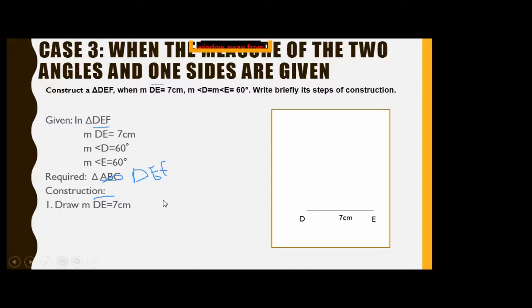Now, next point, what we have to do, angle D is given. So we have to put the protector on D. Where we have to put the protector? Please tell me quickly. Very good. We have to put the protector at D and then we have to draw an angle like this.